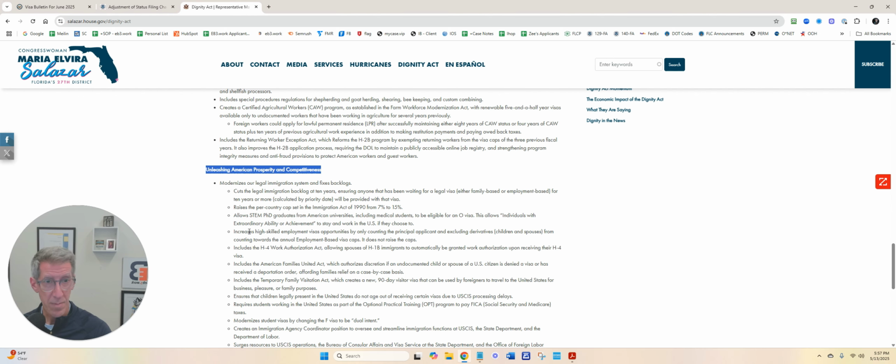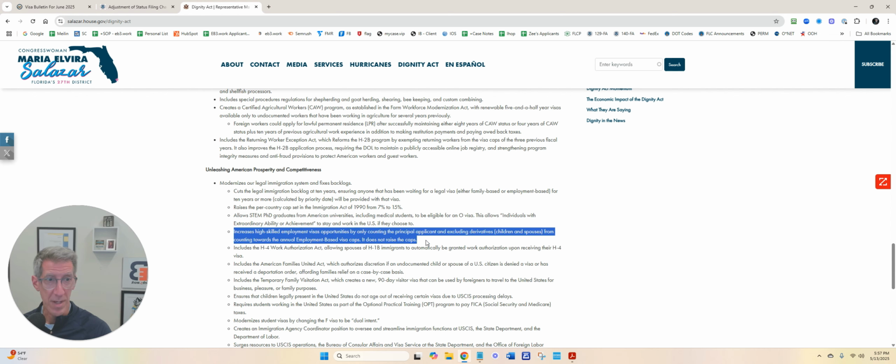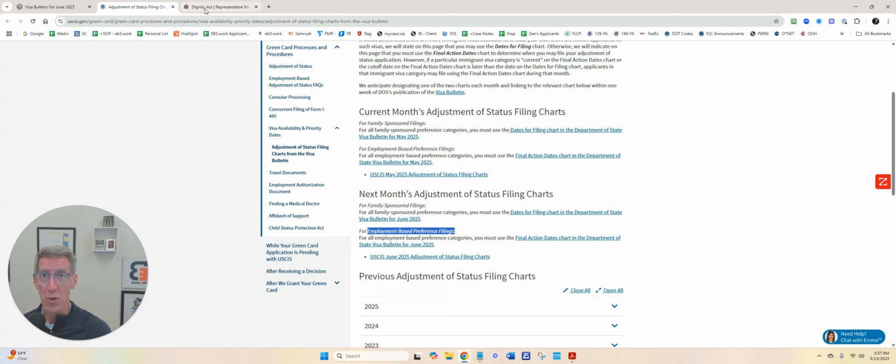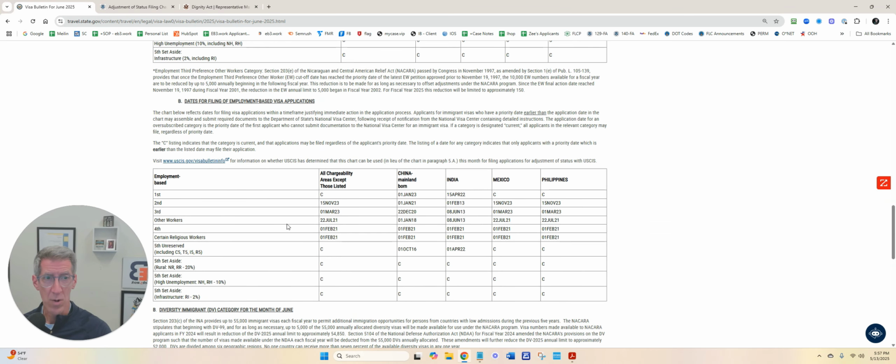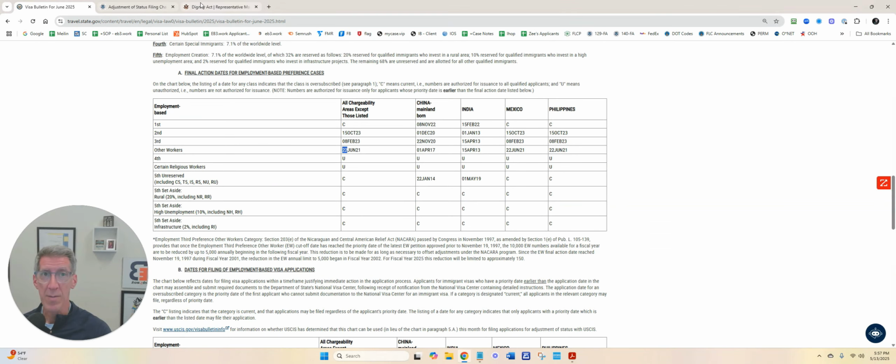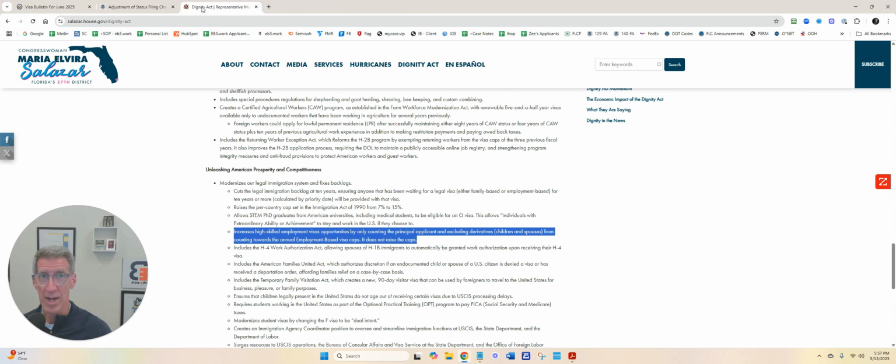So this is the big one here. And this is expected to be in the bill when it's reintroduced. So the data right now shows that the 10,000 other workers that are in the other worker category, the quota, only about a third of those 10,000 are actual workers, 3 out of 10. The rest are family members of the workers that get counted toward that quota.